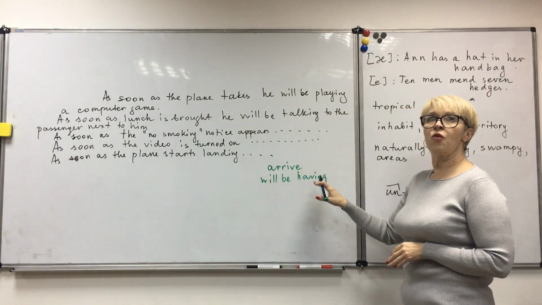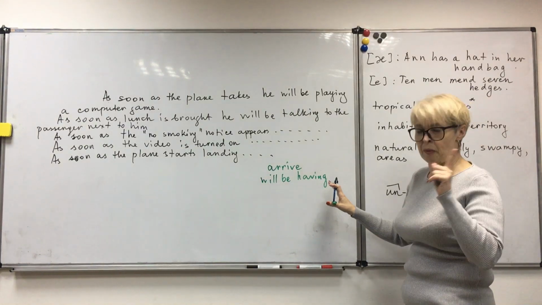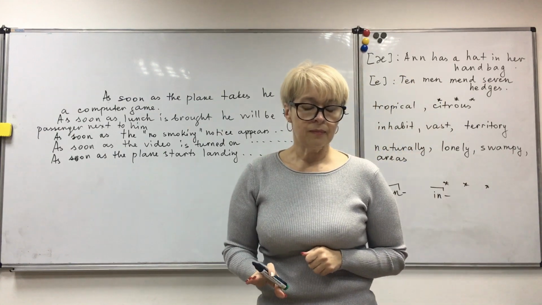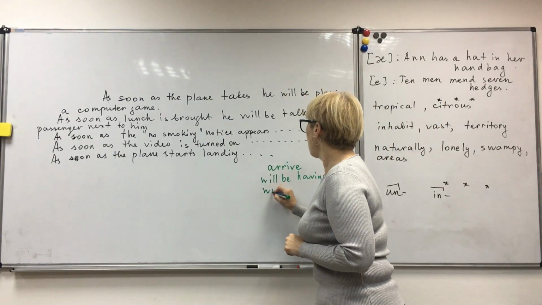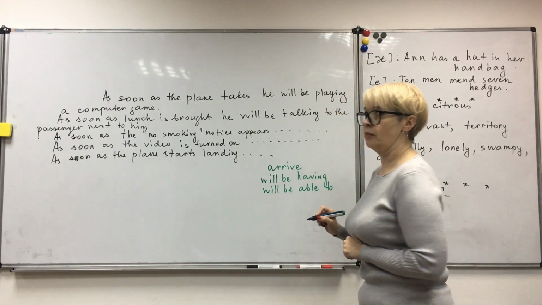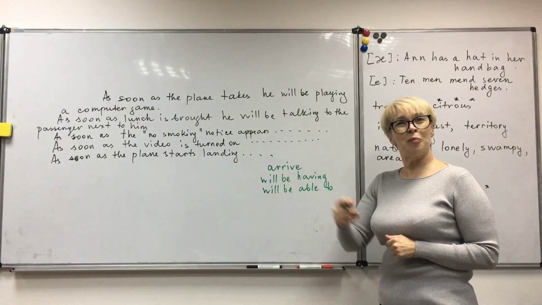Please mind how this form looks. Will be having, and you will be able to. To be able is the form of the word can. You will be able to join us.